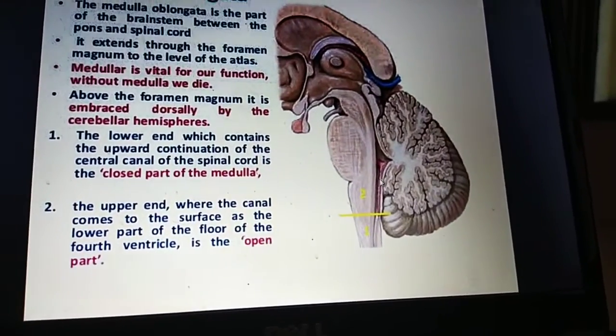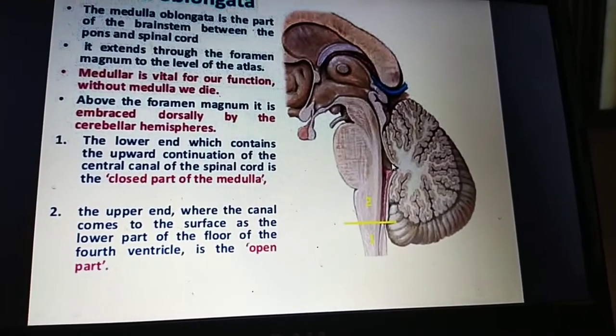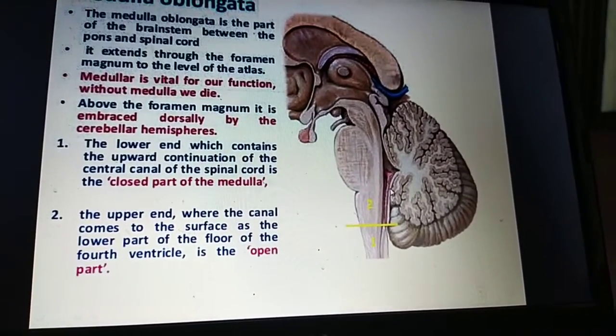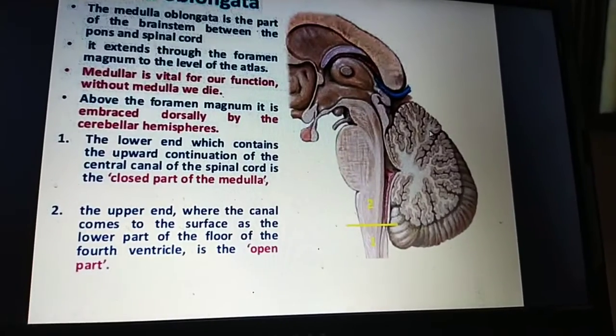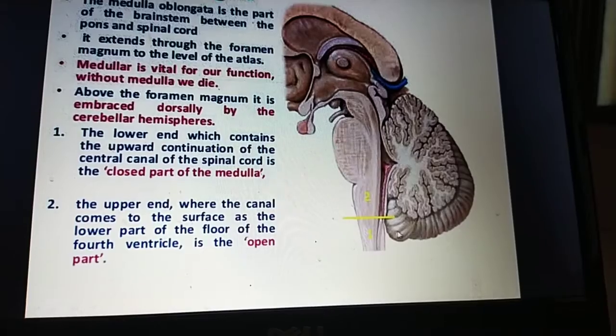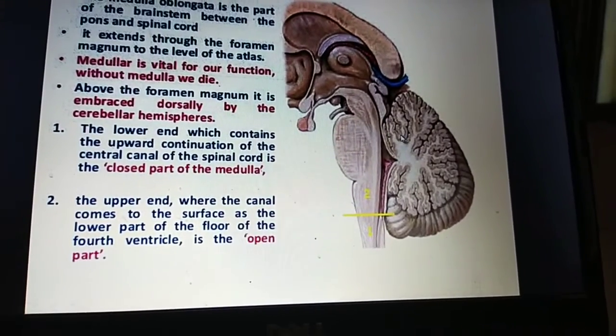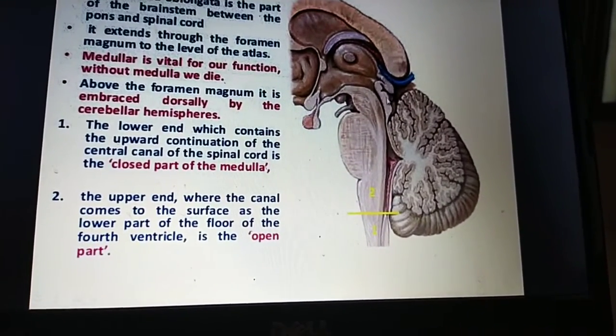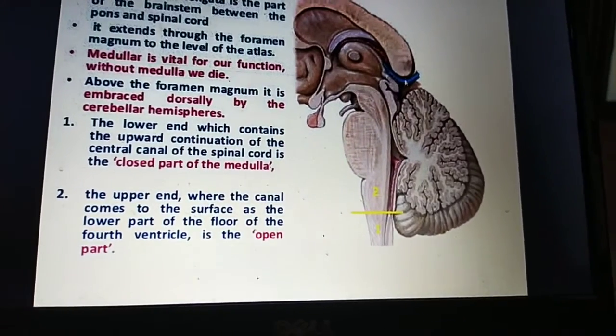And this is the fourth ventricle. Okay, you can see this is the fourth ventricle, and this is the cerebellum. This is the inferior peduncle of the cerebellum, this is the middle peduncle, and this is the upper or superior peduncle of the cerebellum.